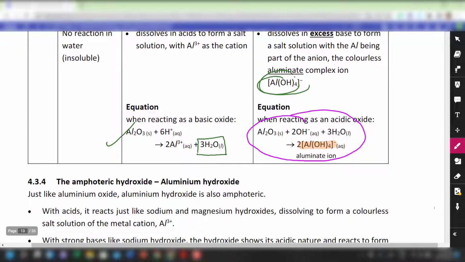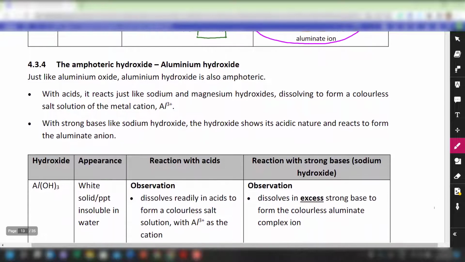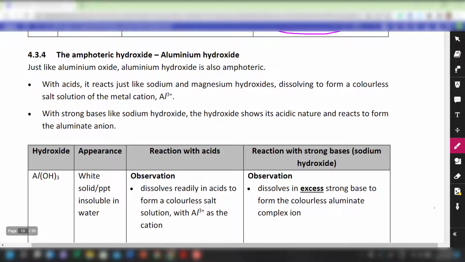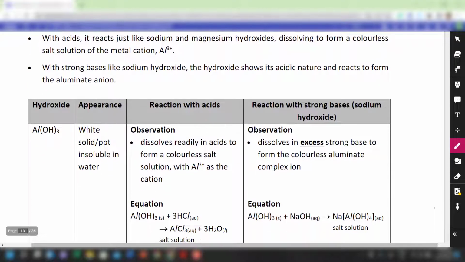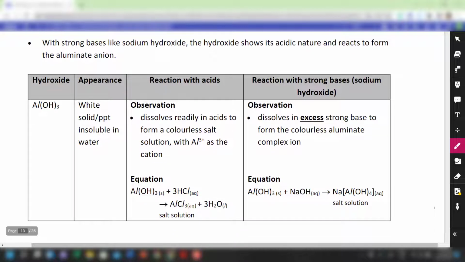Then similar to aluminum oxide, aluminum hydroxide is also amphoteric, so the reaction will be quite similar. Aluminum hydroxide is a white solid, insoluble in water. If you subject aluminum hydroxide to HCl, it will dissolve completely to give you Al3+, Cl-, and of course H2O.